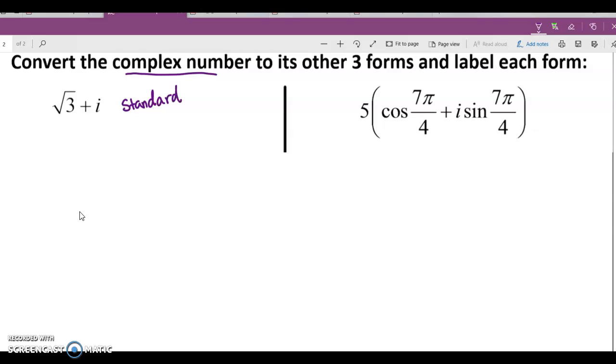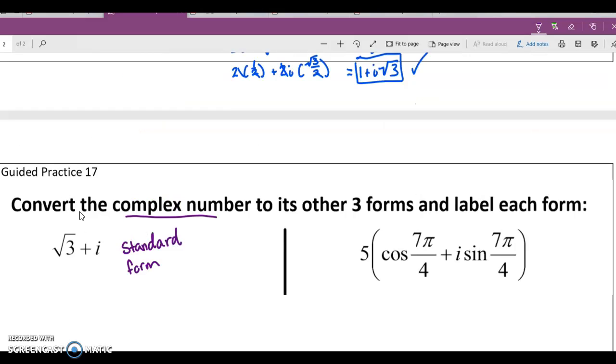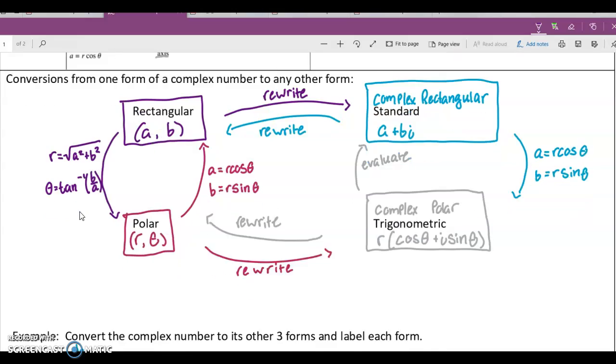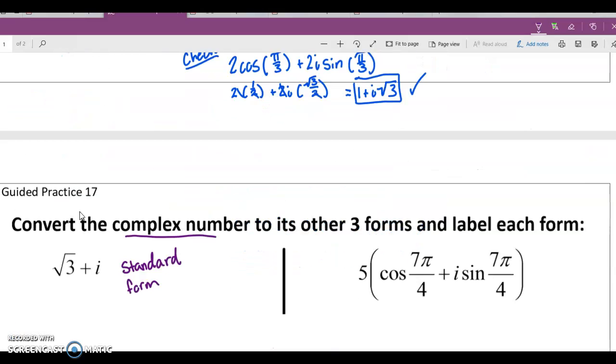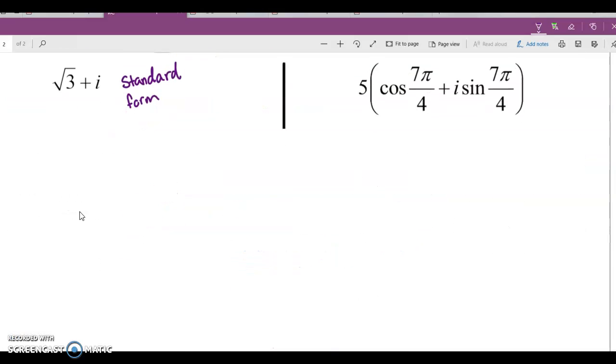Since it's not an ordered pair and it doesn't have sine or cosine in it. So standard form. Looking back up at our flow chart, when we are in standard form, it's probably going to be easiest if we go this way, like we did with our other one. So going here, let's go to rectangular. So to rectangular form, rectangular.